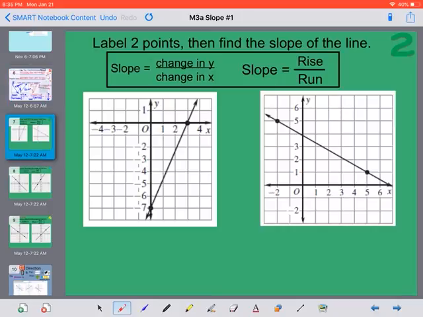So we're actually going to count the slope of a line. It says label 2 points, then find the slope. So when we label our points, this just practices plotting a point, x first, then y. So we're going to label these 2 points.